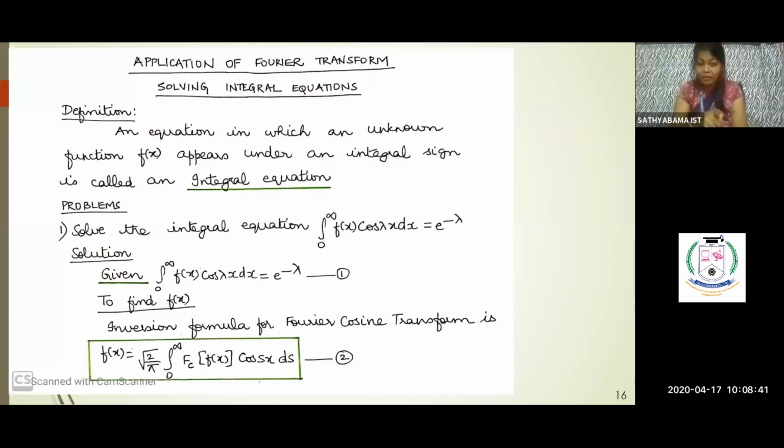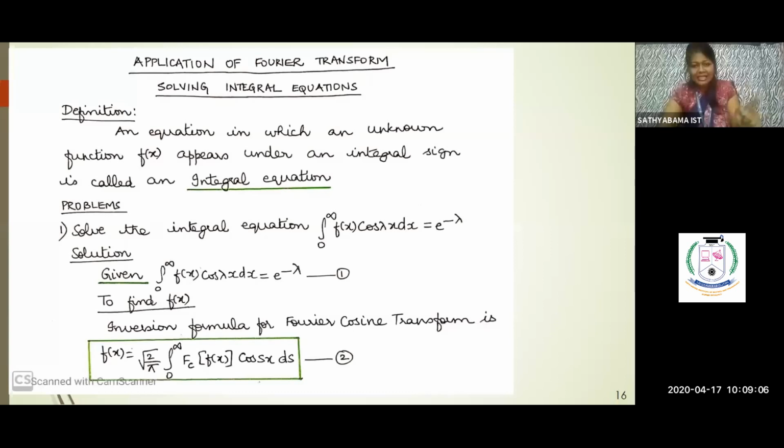f of x is equal to root of 2 by pi integral 0 to infinity Fc of f of x, because this is for Fourier cosine transform. Okay, Fc of f of x cos sx ds. For the inversion formula it is always ds. And for the cosine transform, in all formulae the limits are 0 to infinity. Please don't forget. And the constant outside will be root of 2 by pi. All right. Okay, now I've taken this as equation 2.